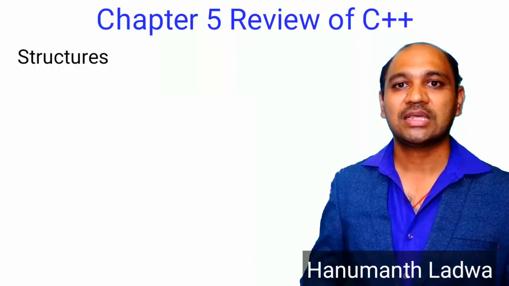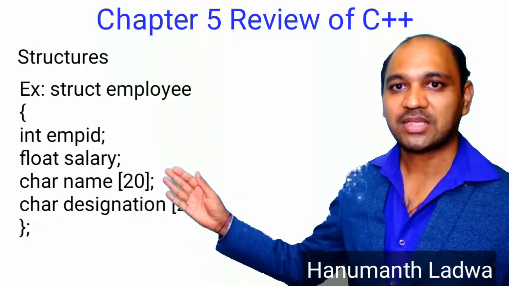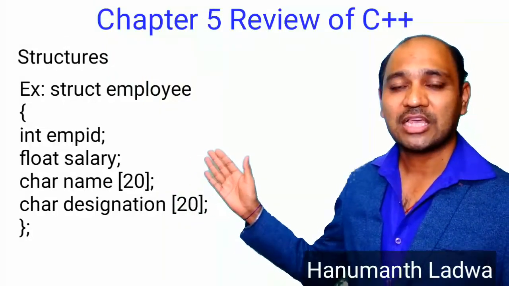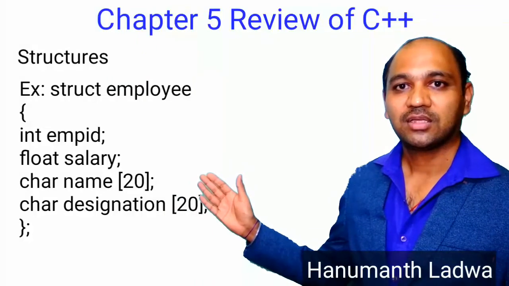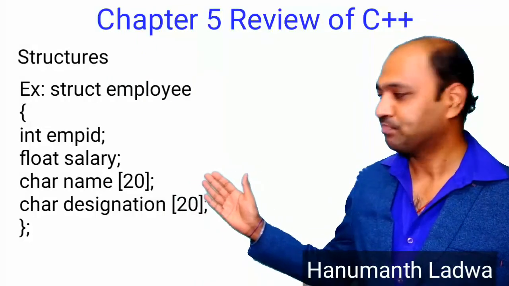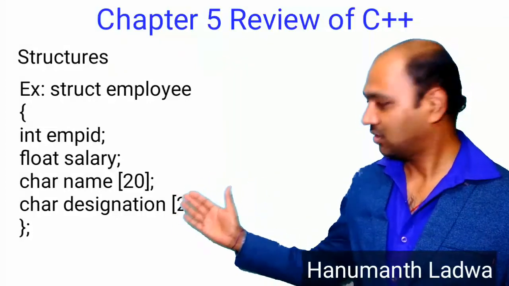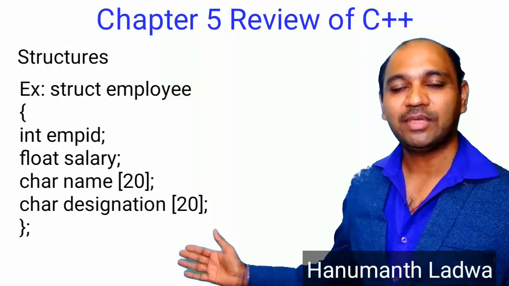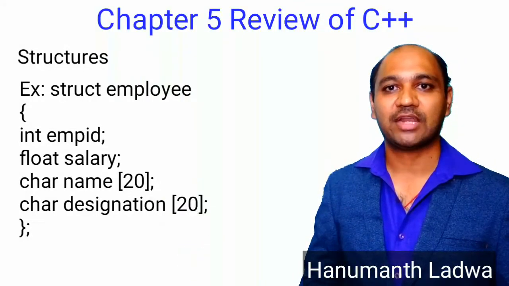Now let us take an example. Here we can write struct is a keyword, and then we are going to use the structure name as employee, curly open brace, and here we are going to write int empid, float salary, char name, char designation, and curly closing brace and put semicolon. So that indicates the termination point of the structure definition.